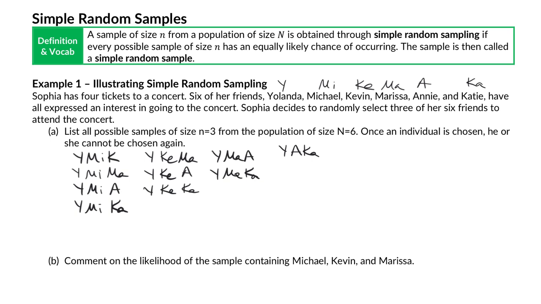Well, what if we don't include Yolanda? What could be some more of the samples? Let's start with Michael this time. Michael, Kevin, Marissa. Michael, Kevin, and Annie. We do have to write all of this out. Michael, Kevin, Katie.